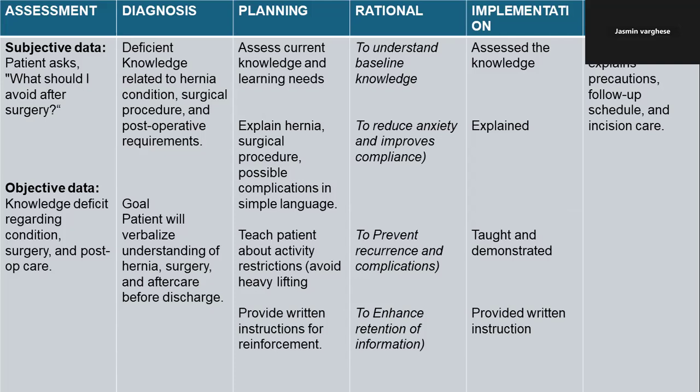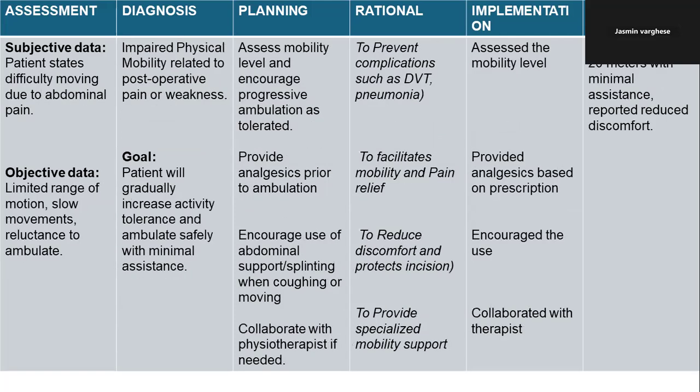And when it comes to evaluation, it is based on your goal. Patient will verbalize the understanding of hernia. So, in evaluation, patient correctly explains the precautions, follow-up schedules, and incision care. That is next nursing care plan. Next one, impaired physical mobility related to post-op procedures and post-operative pain or weakness. Subjective data, patient states difficulty moving due to abdominal pain. Objective data, limited range of motion, slow movements, reluctance to ambulate.